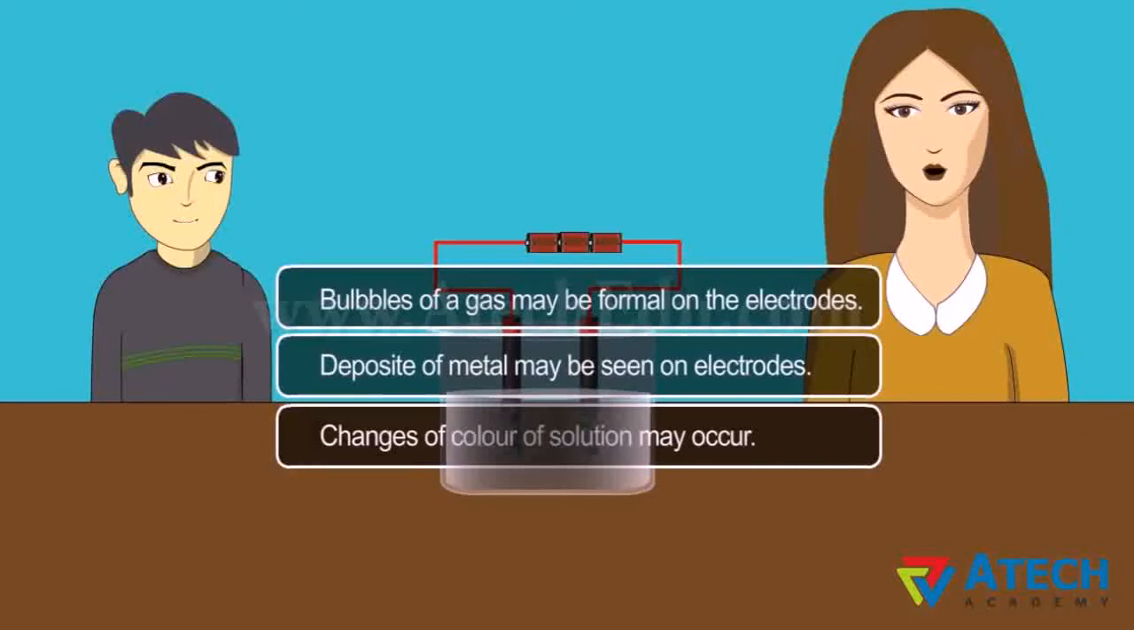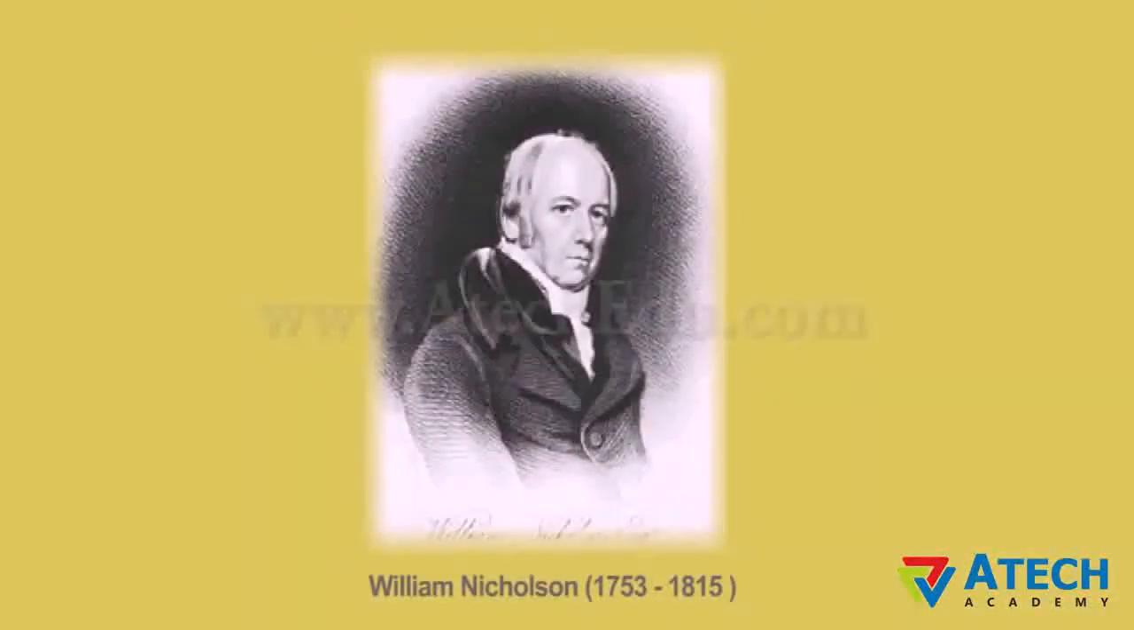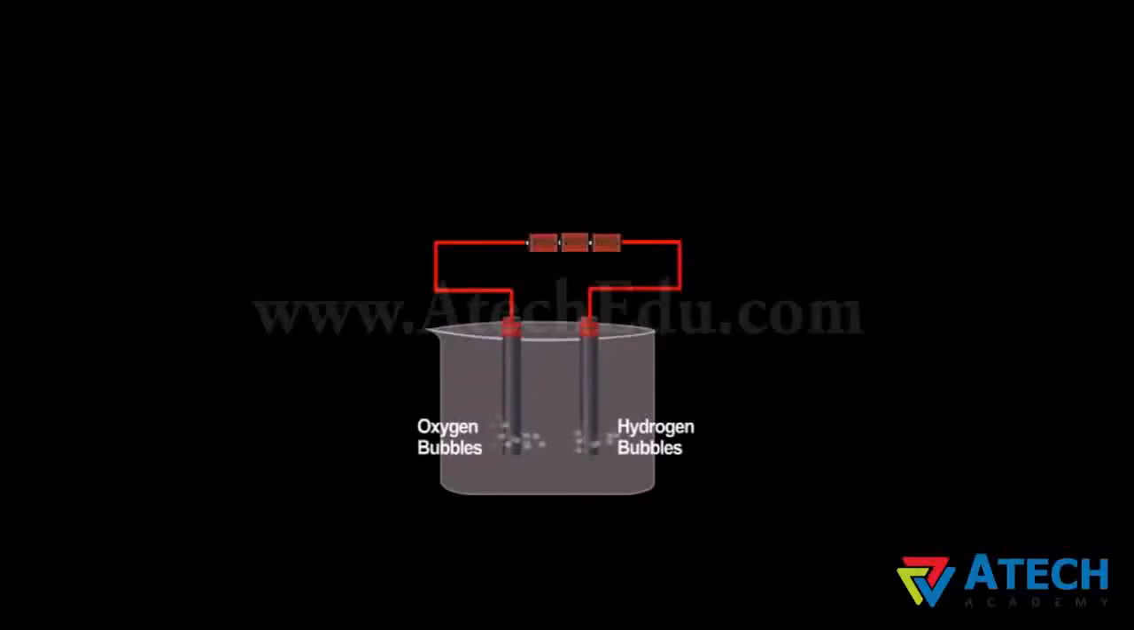In 1800, a British chemist, William Nicholson, had shown that if electrodes were immersed in water and a current was passed, bubbles of oxygen and hydrogen were produced. Oxygen bubbles formed on the electrode connected to the positive terminal of the battery, and hydrogen bubbles formed on the negative terminal.